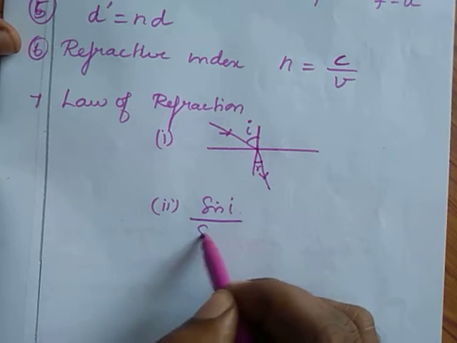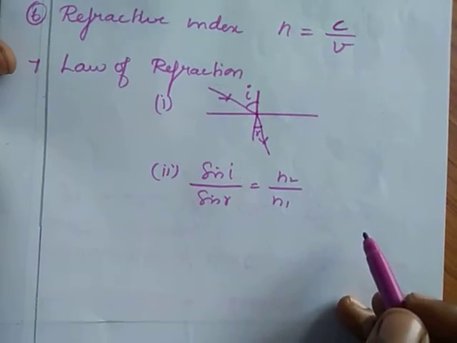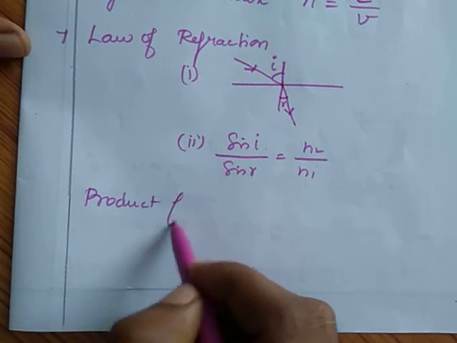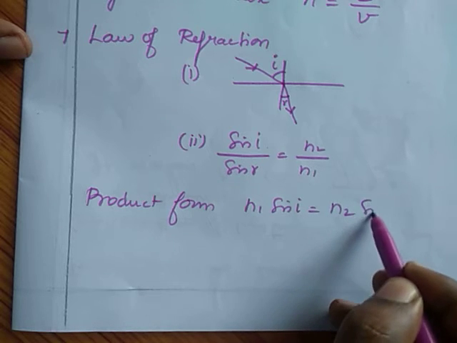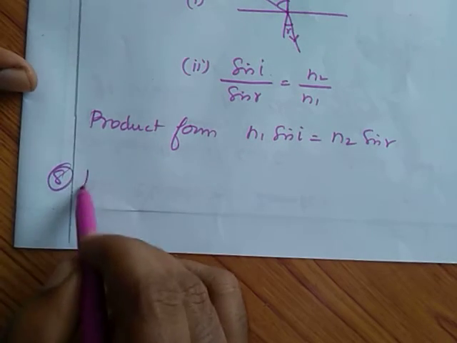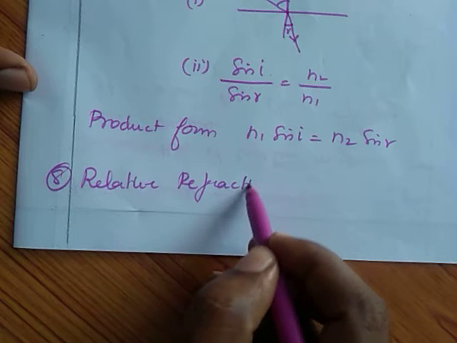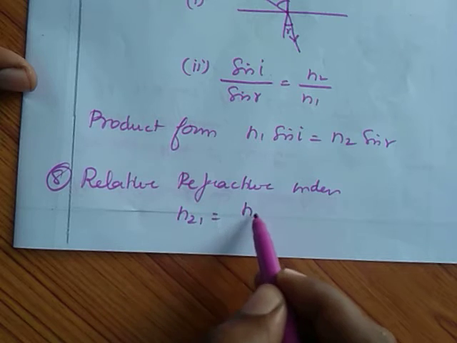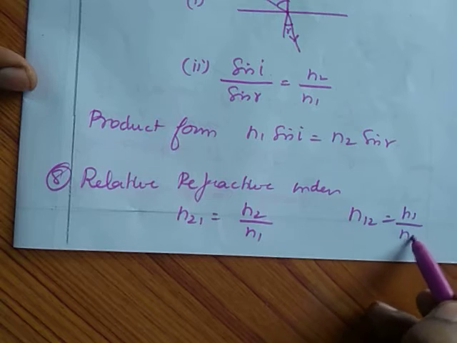sin i by sin r is equal to n2 by n1. Okay, we can write this in product form, that is n1 sin i is equal to n2 sin r. Okay, then relative refractive index, that is n21 is equal to n2 by n1 and n12 is equal to n1 by n2.